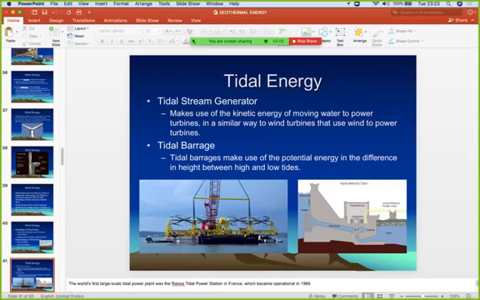It makes use of the kinetic energy of moving water to power turbines. Because the water is moving from time to time, because of the wave effect, in a similar way to wind turbines that use wind to power turbines. The same way with wind, no? Similar to water wave. We also have the tidal barrage, which makes use of the potential energy in the difference in height between high and low tide. An example of that is the dam. A hydroelectric dam is a tidal barrage.